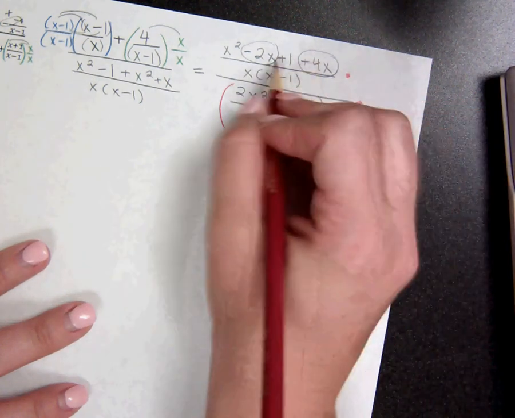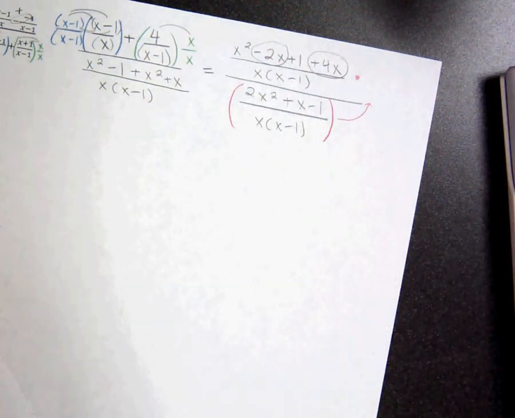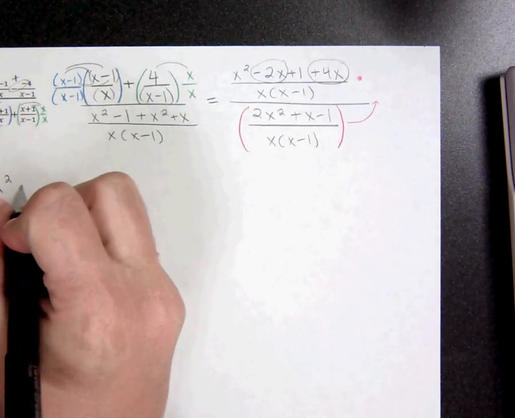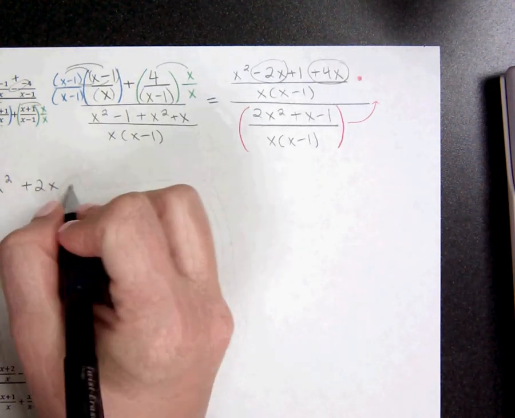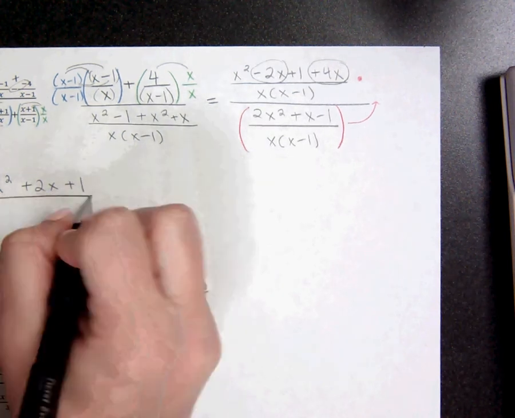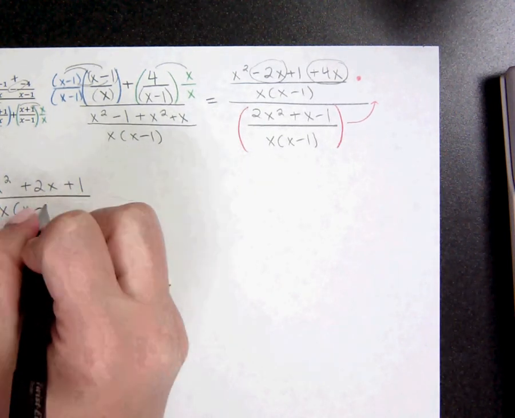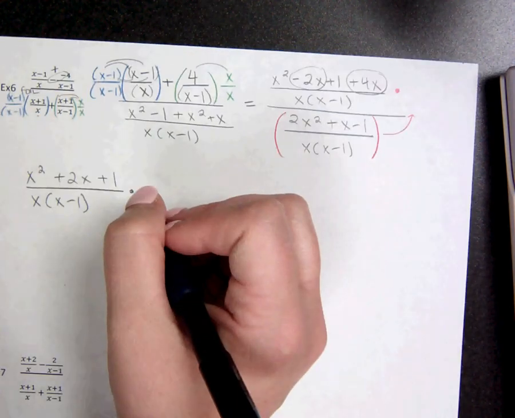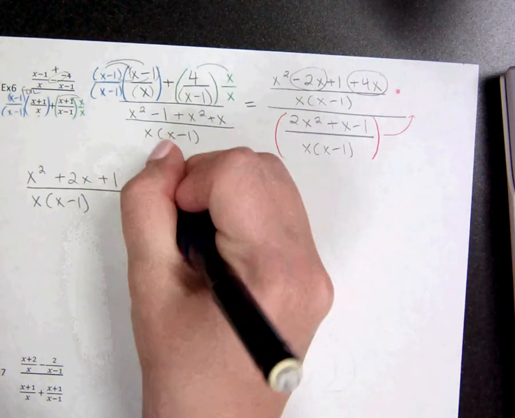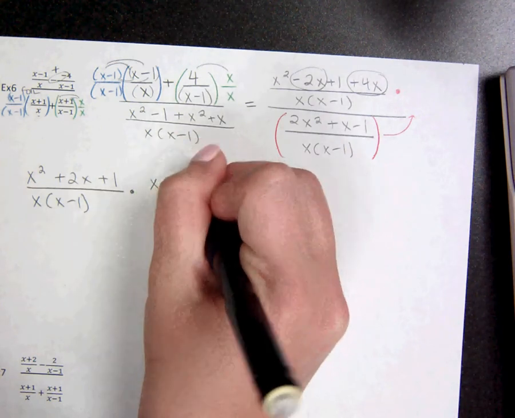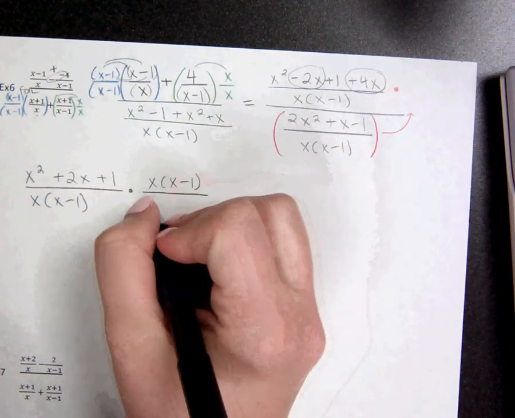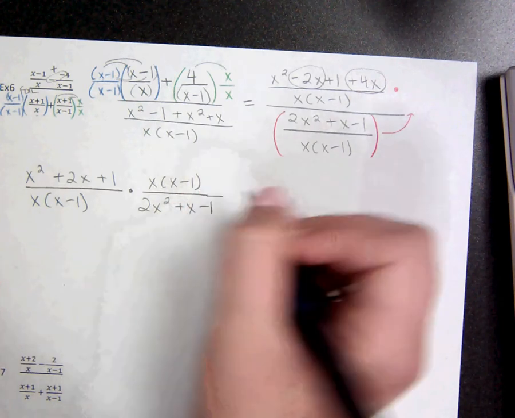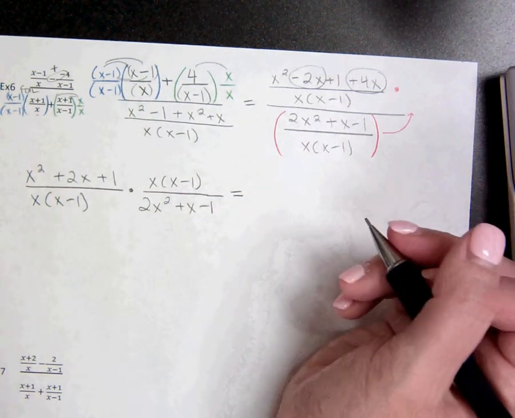I'm also going to combine those terms. So let me show you what we get from there. We're going to have x squared plus 2x plus 1 over x times x minus 1 times, flipping this one, x over x minus 1 over 2x squared plus x minus 1. Whew, so much going on there.